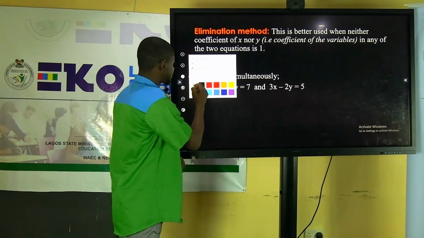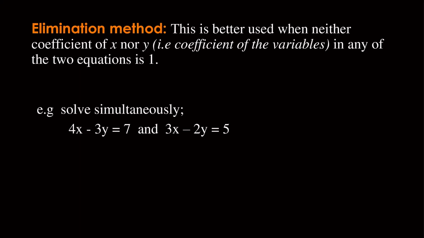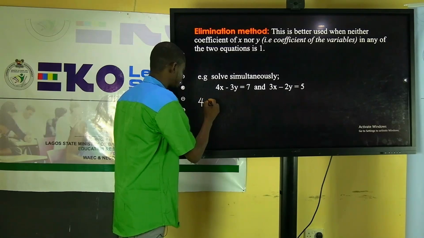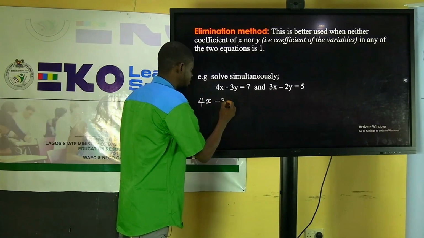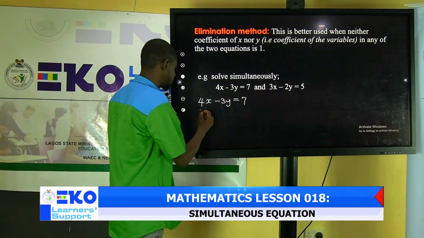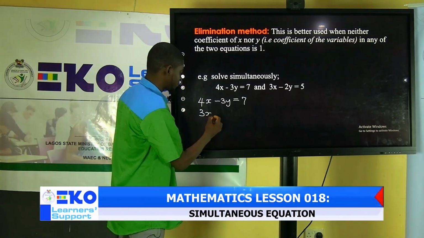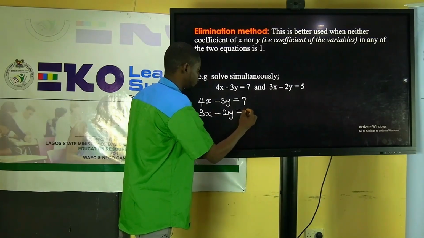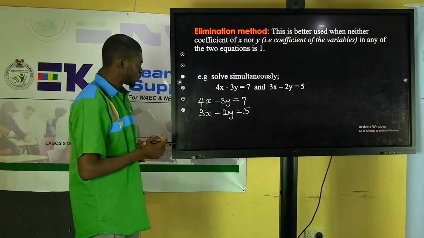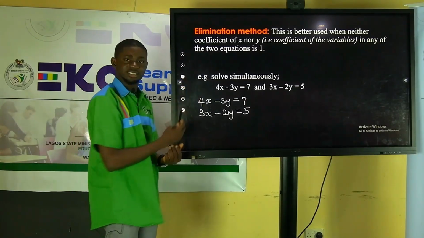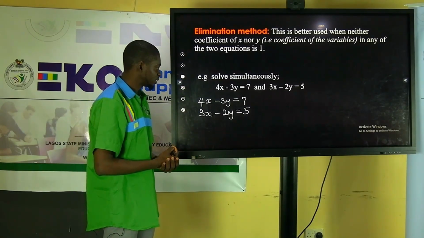So to solve this, we have equation 1 and equation 2. Basically, let's just approach it in a simple way by saying 4x minus 3y equals 7. And equation 2 says 3x minus 2y equals 5. To make this simple, let's look for the coefficient of x that is at the front.